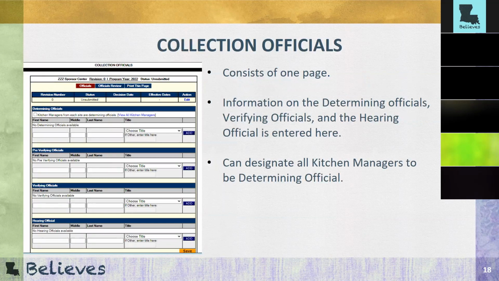Now we'll discuss the collection officials. The collection officials form consists of one page. Either names or titles may be used. This is where you provide information on the determining officials, verifying officials, and hearing official. You may also designate all kitchen managers to be determining officials. This form is completed once for each SFA.